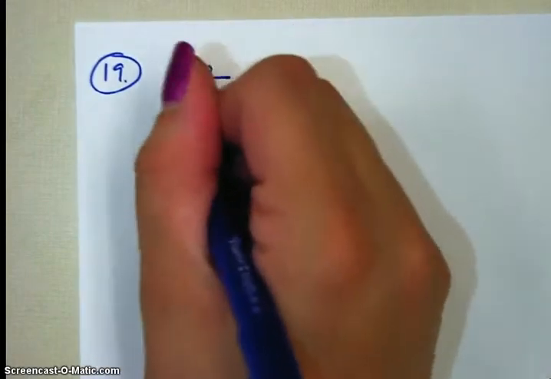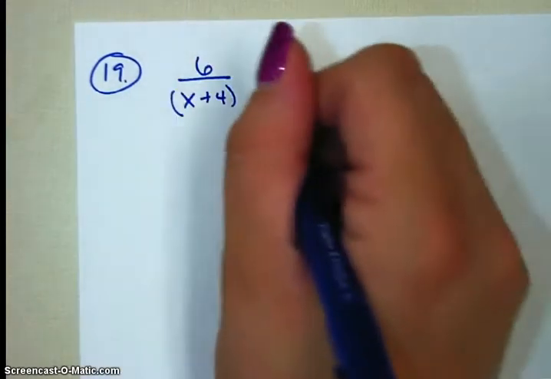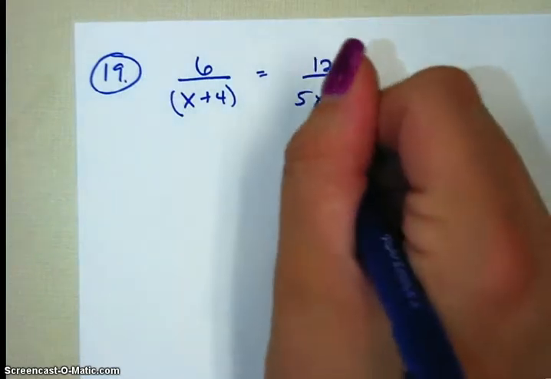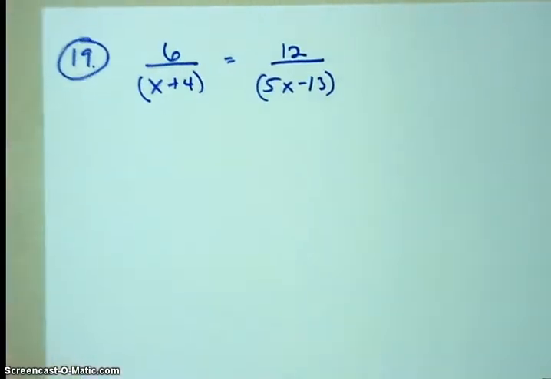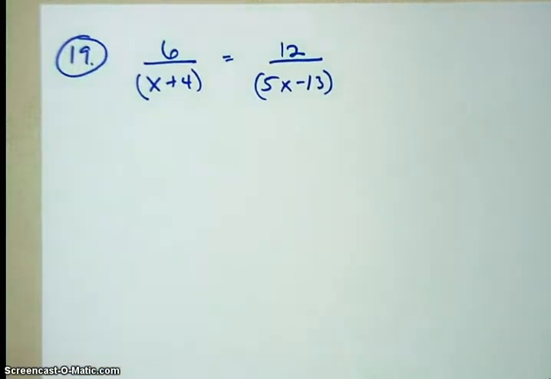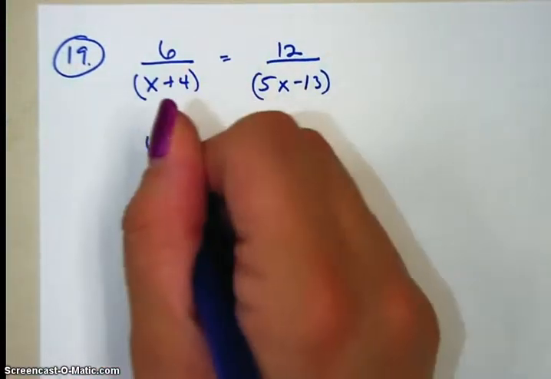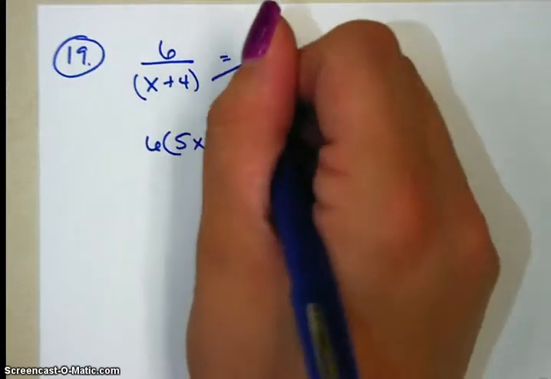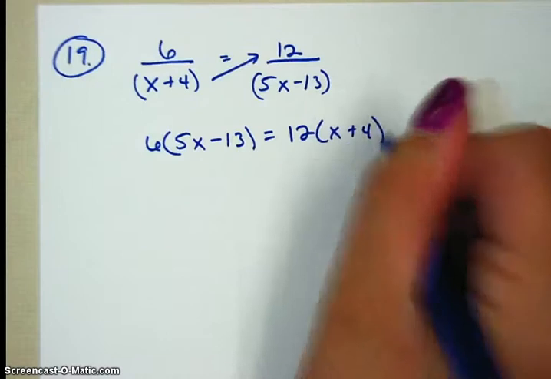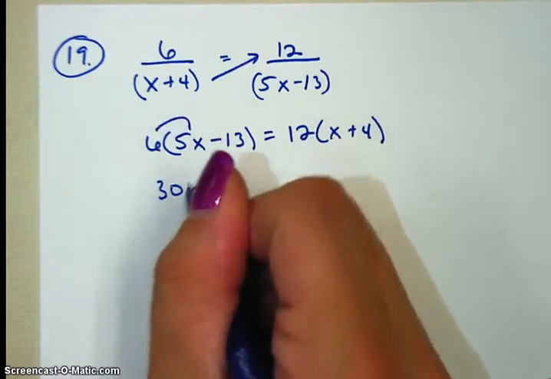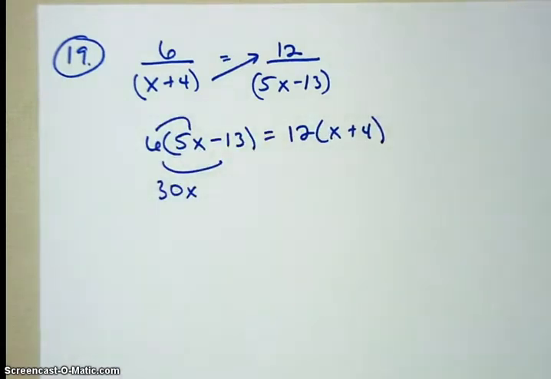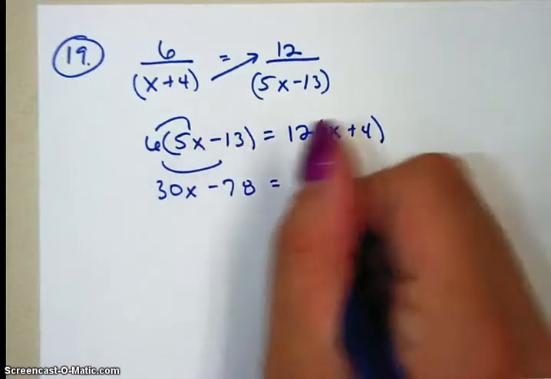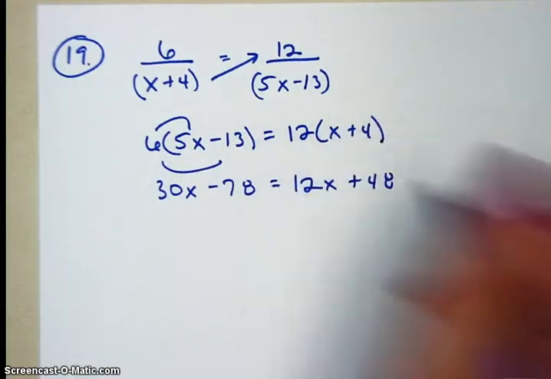All right, next one is number 19. This is still proportions. 6 over x plus 4 equals 12 over 5x minus 13. Now you notice I'm putting those in parentheses. I always put sums and differences in parentheses. So I'm going to cross multiply. 6 times 5x minus 13 equals 12 times x plus 4. Distribute: 30x minus 78 equals 12x plus 48.